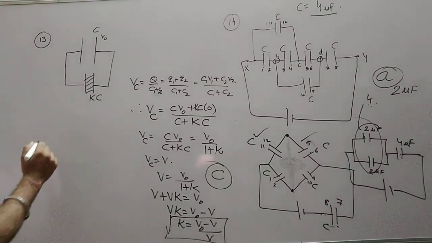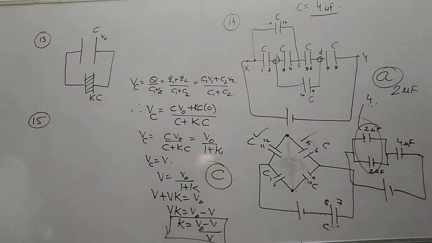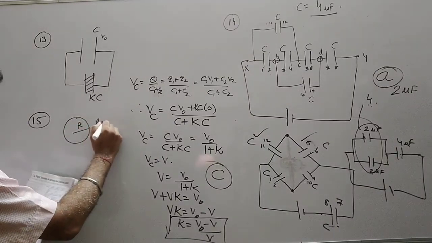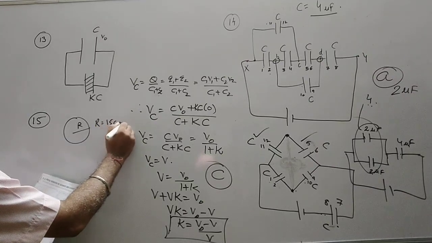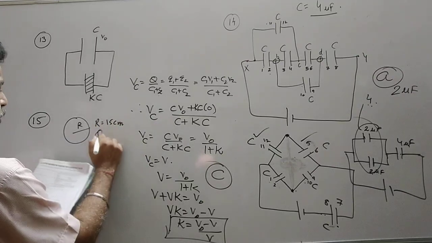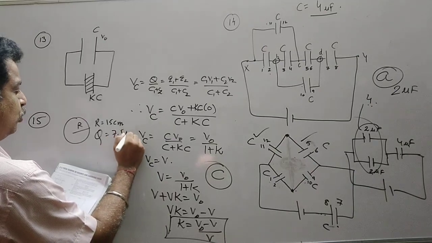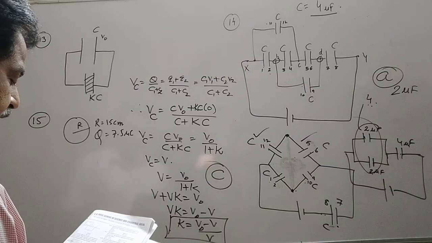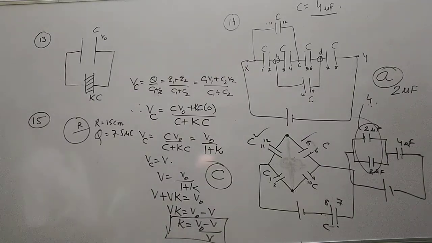Then question number 15. The maximum charge stored on a metal sphere of radius 15 centimeter. So the radius of the sphere is given, that is 15 centimeter, and the charge deposited on it is 7.5 microcoulomb. Find out the potential energy of the sphere in this case. So I have to find out the potential energy.